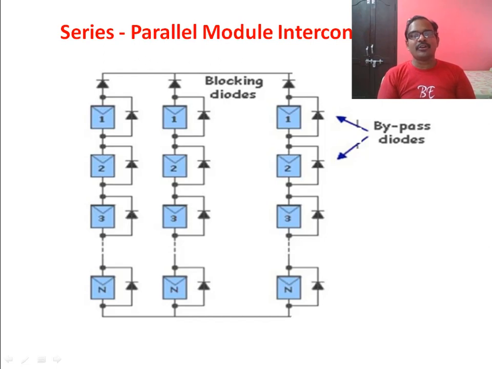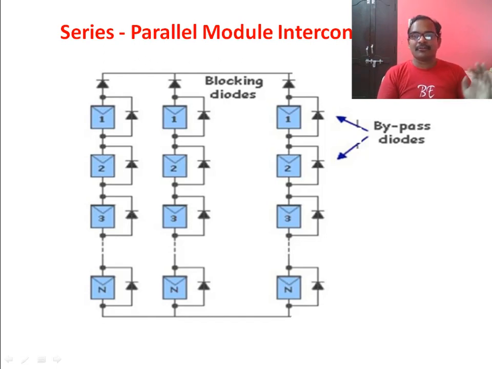So, series parallel module interconnections. Let's take an example. In this example, there are n number of cells in a single string. A string consists of n number of cells. And how many strings are there? 3 strings. There are 3 strings, and each string consists of n number of cells. Because there are 3 strings, a blocking diode is connected in series with each and every string, and a bypass diode is connected in parallel with each and every panel in an array.